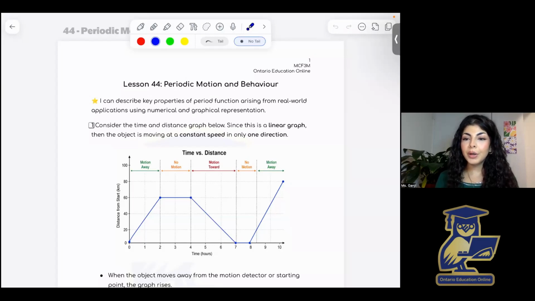Hello and welcome to our lesson today. We are looking at periodic motion and behavior.